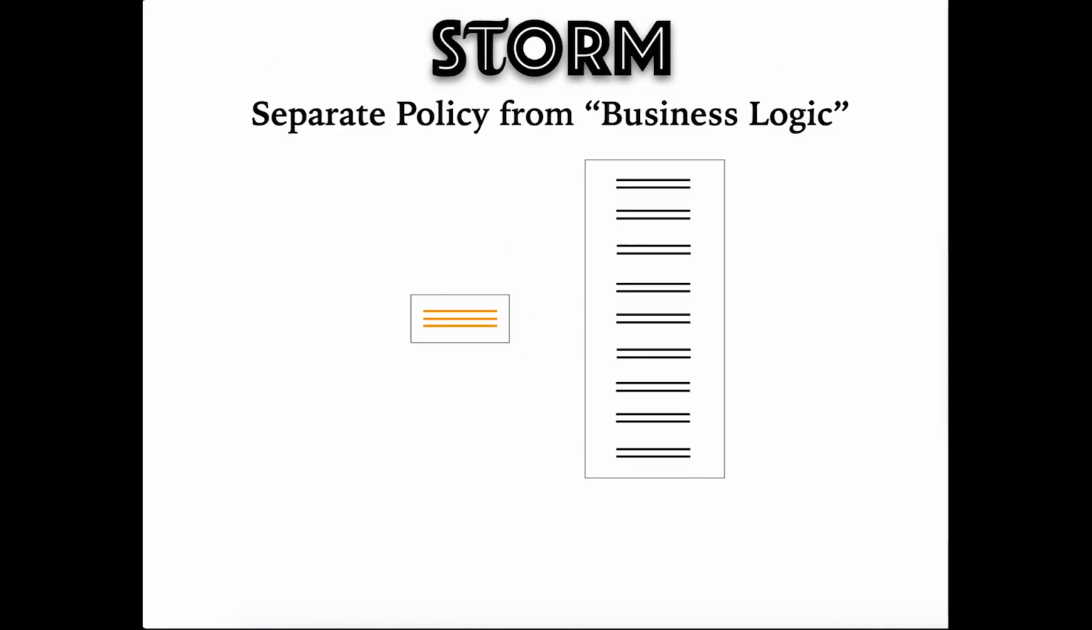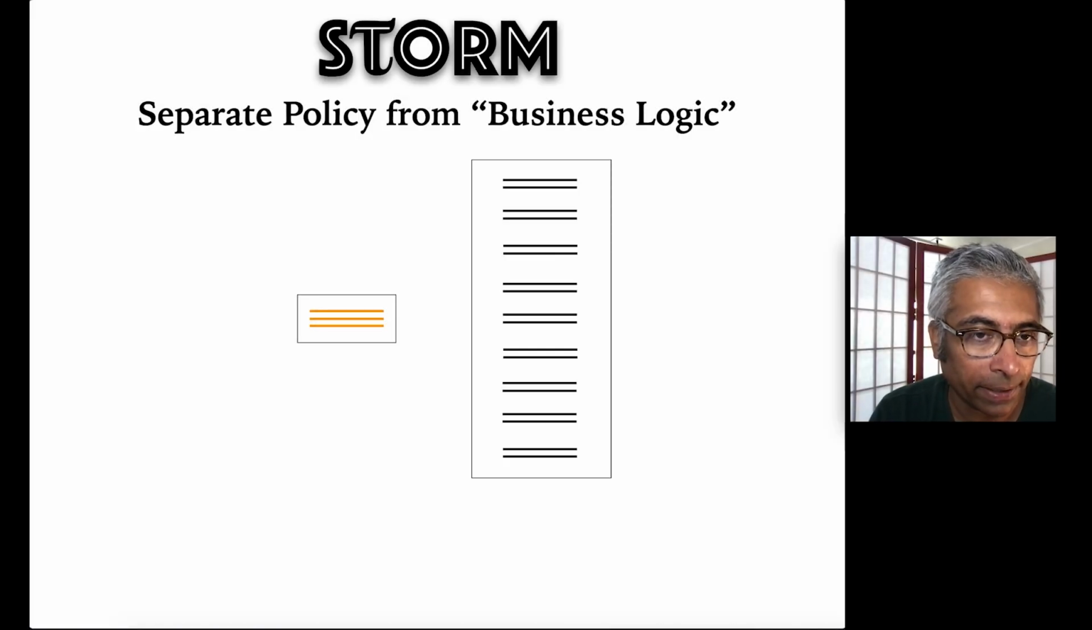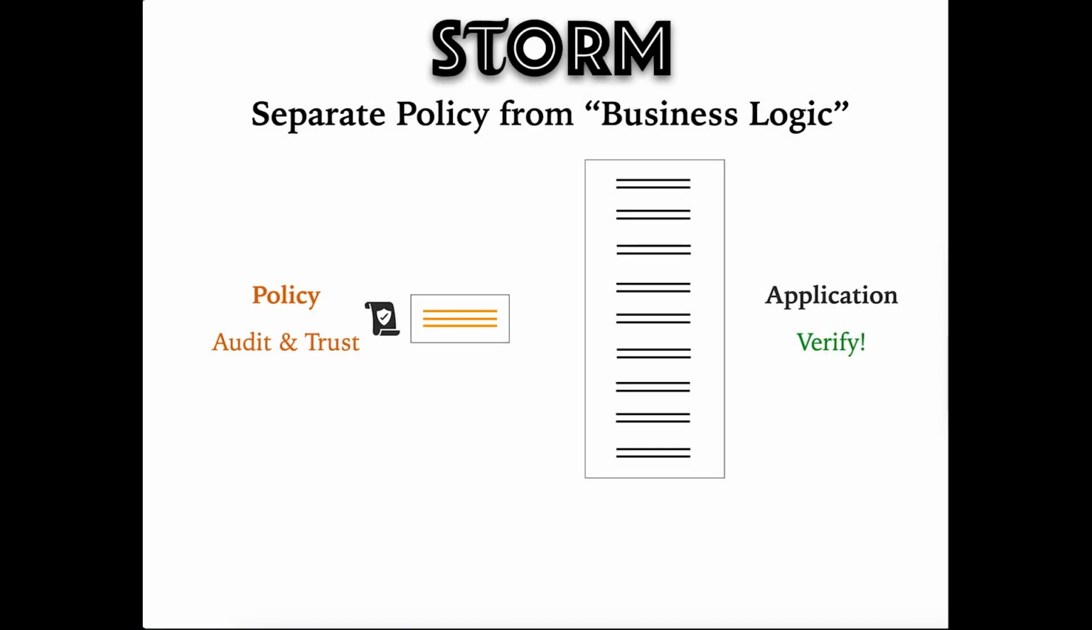So what we wanted to do in the Storm web framework is to separate the policies from the quote-unquote business logic, right? What we want is to have some standalone notion of a security policy that is easy to audit and trust, and then have some systematic way to automatically verify that that policy is actually properly enforced throughout your web application.